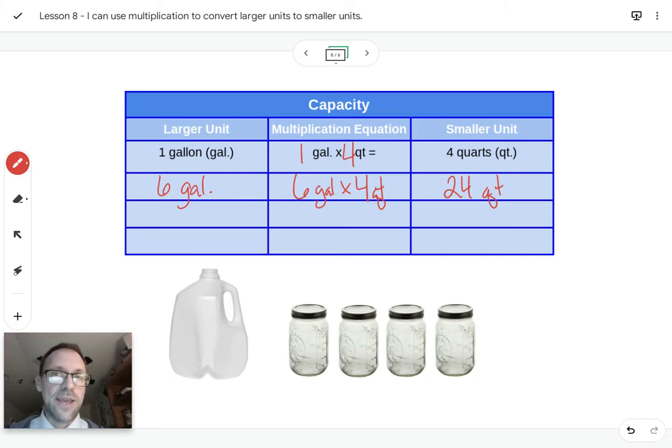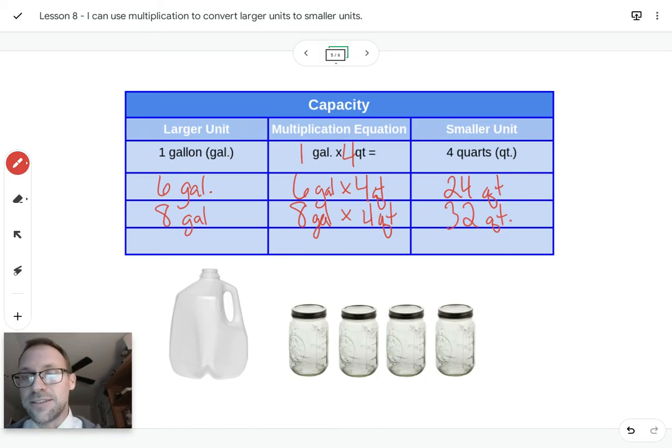All right, let's try a couple now. You're going to do the next one, okay? And then we'll check back on the other side. What if we had 8 gallons? How many quarts would that be? Go ahead and figure that out, and I'll meet you back on the other side to see if we have matching answers. Okay, welcome back. Did you multiply your 8 gallons by 4 quarts? I hope so. 8 times 4, thank you, reflex math. 32 quarts in 8 gallons.